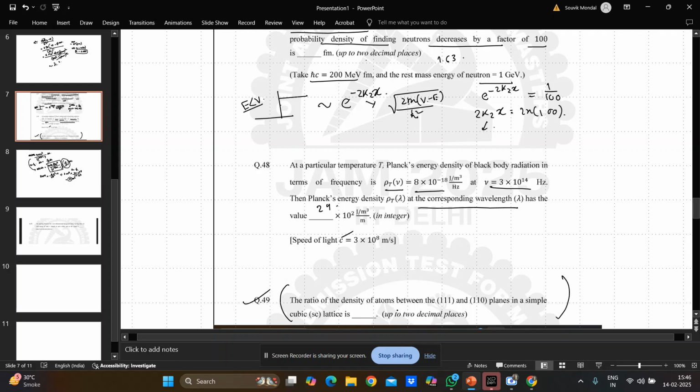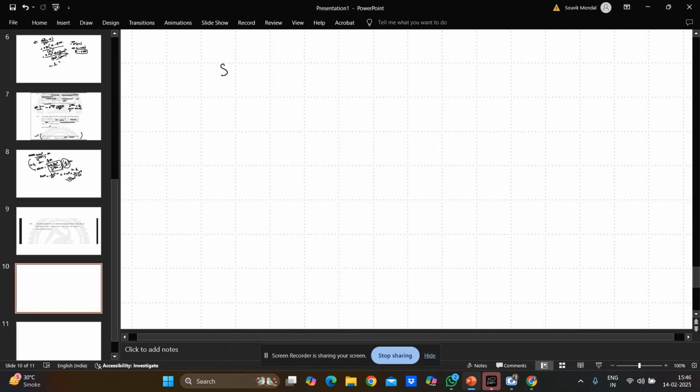The ratio of density of atoms between the 1 1 1 plane and 1 1 0 planes in a simple cubic lattice. Okay, so simple cubic lattice. Probably you know the formula for the planar density. Planar density is simply sigma is equal to nd by V. N is the number of atoms in the unit cell. So for SC, N is equal to 1, for BCC N is equal to 2, FCC N is equal to 4. D is the distance between the corresponding planes.